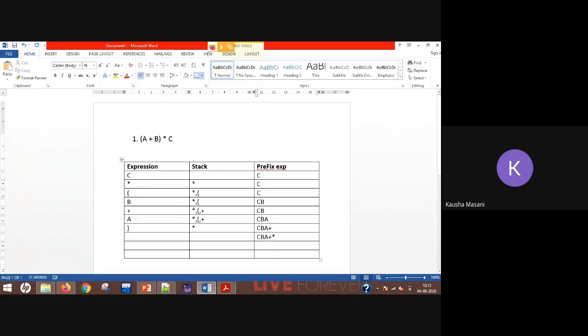Now what you have to do? You have to reverse. Why we have to reverse the string? Because we are going with the stack method of infix to prefix. So star plus A, B and C. Okay.